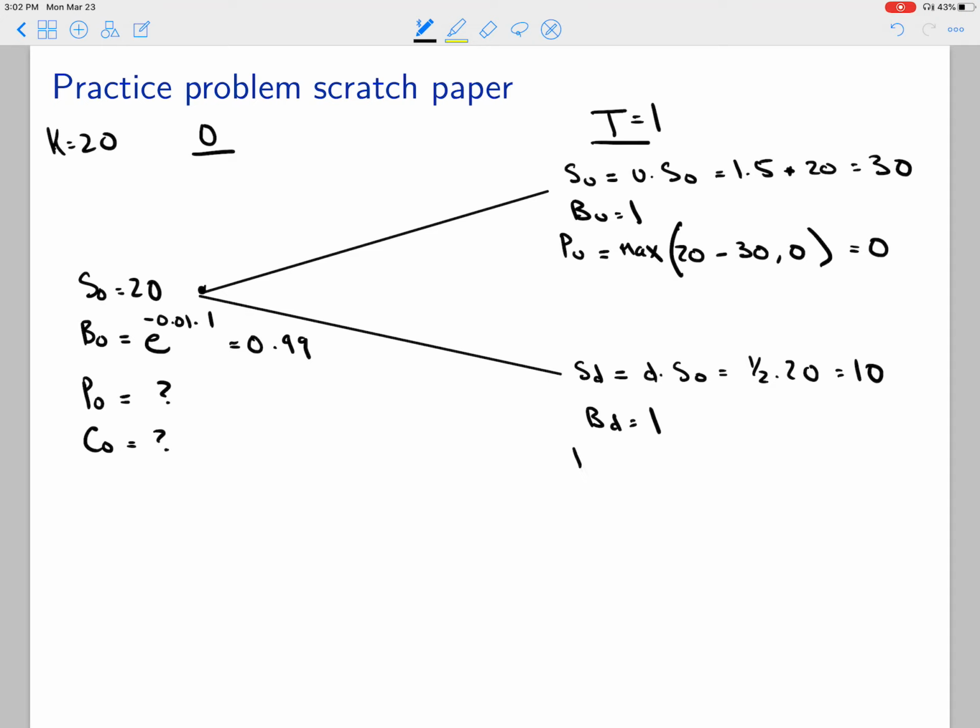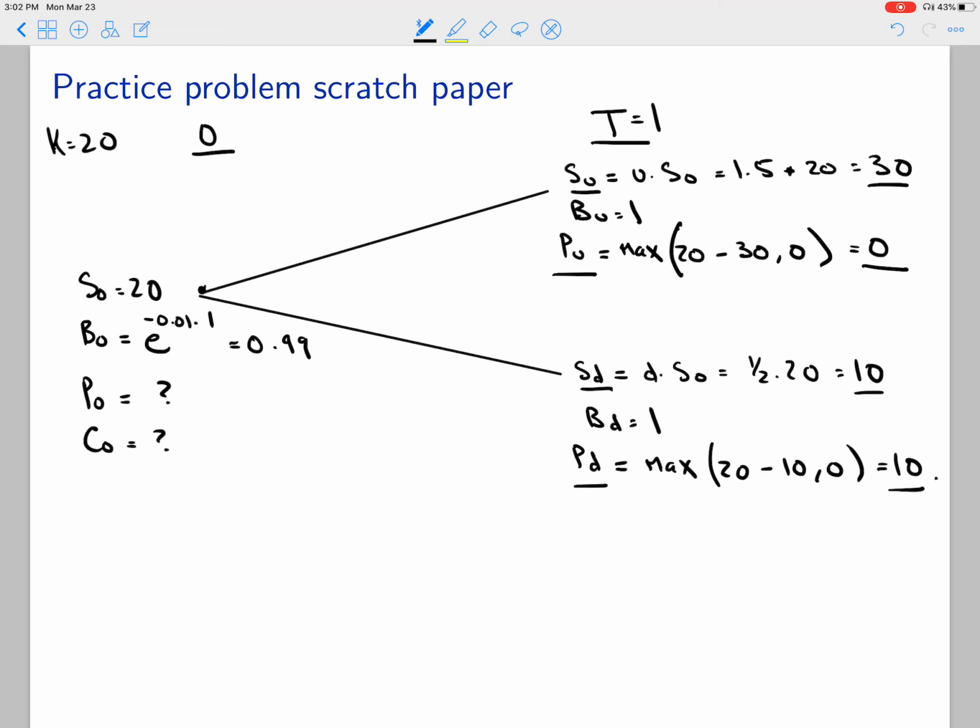In the downstate, the put payoff is given similarly. It's the max of the strike minus the stock price, and 0. Plugging in our inputs, strike is 20, stock price in the downstate is 10. The maximum of 10 and 0 is obviously 10. Put payoffs are PU equals 0 in the upstate, PD equals 10 in the downstate. Stock payoffs are 10 in the downstate, 30 in the upstate. Bond always pays off equal to 1.